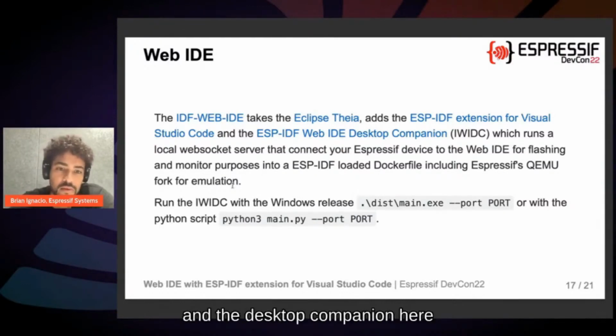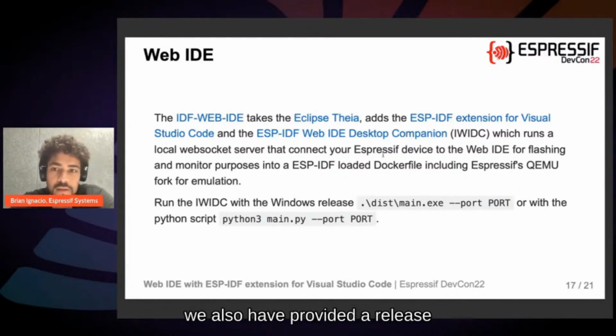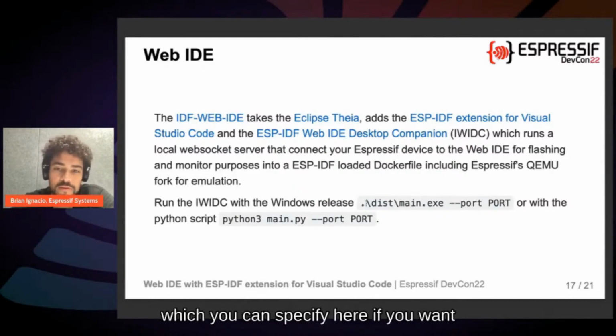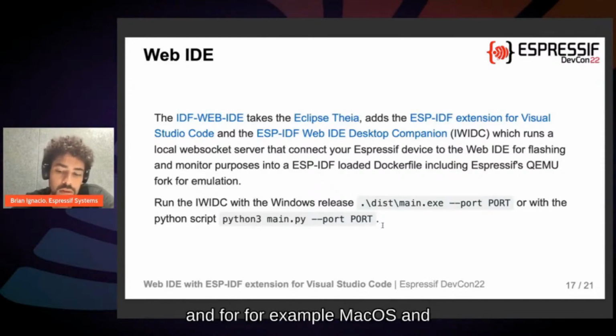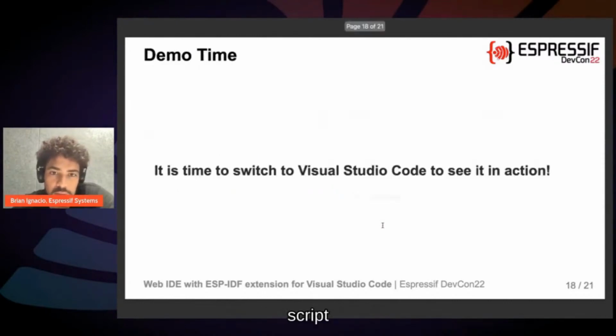And the desktop companion here, we also have provided a release in the IWDC. And then there's a release for Windows here, which you can specify here if you want to just use an executable for Windows, or you can just run the Python script, which is available in the source code here. For example, on Mac OS and a Linux device, you can just run the Python script.